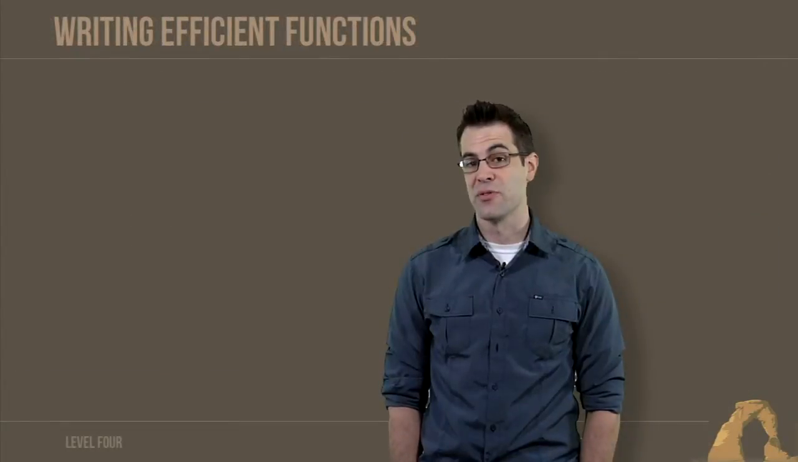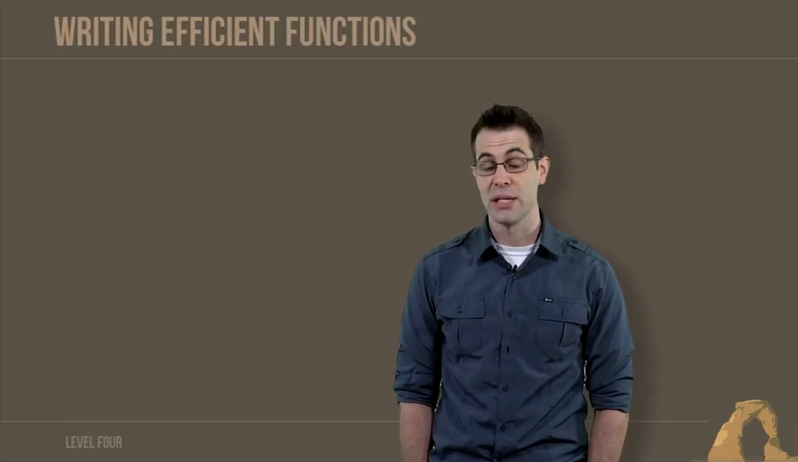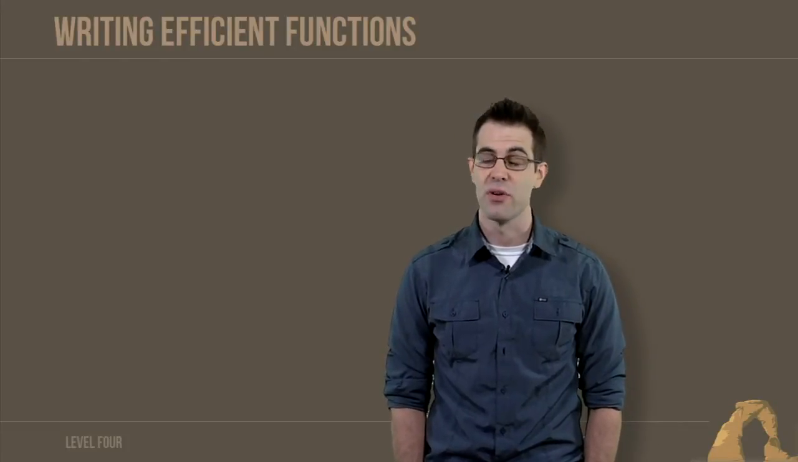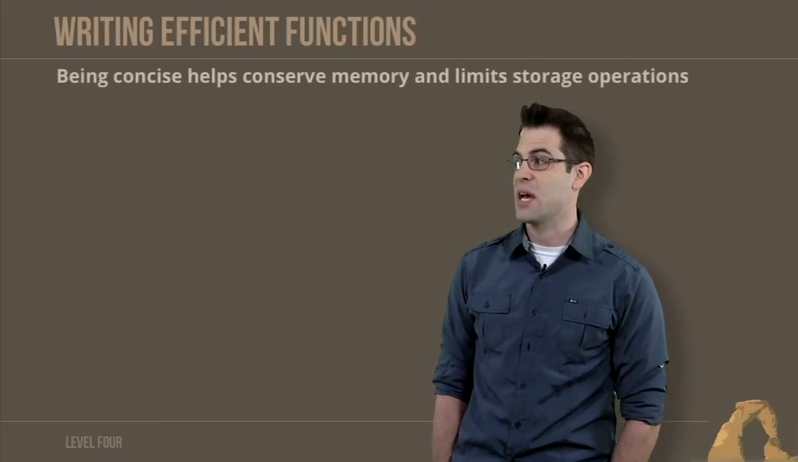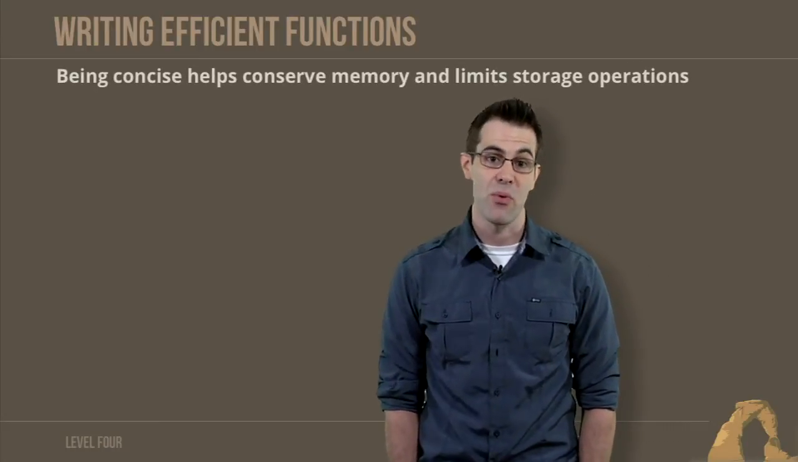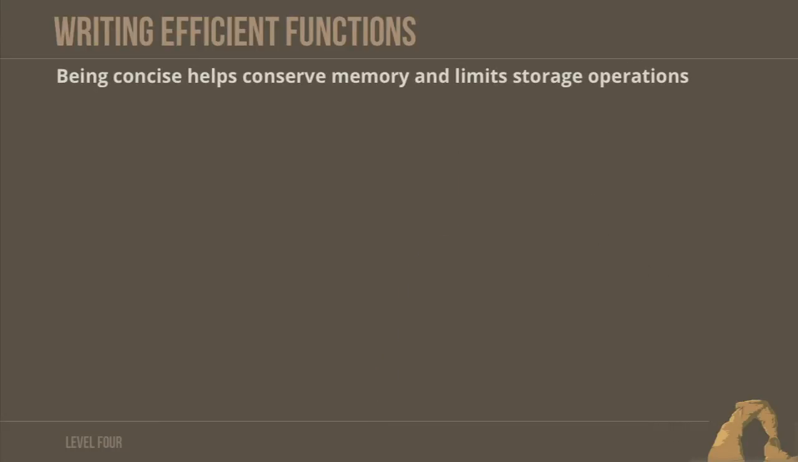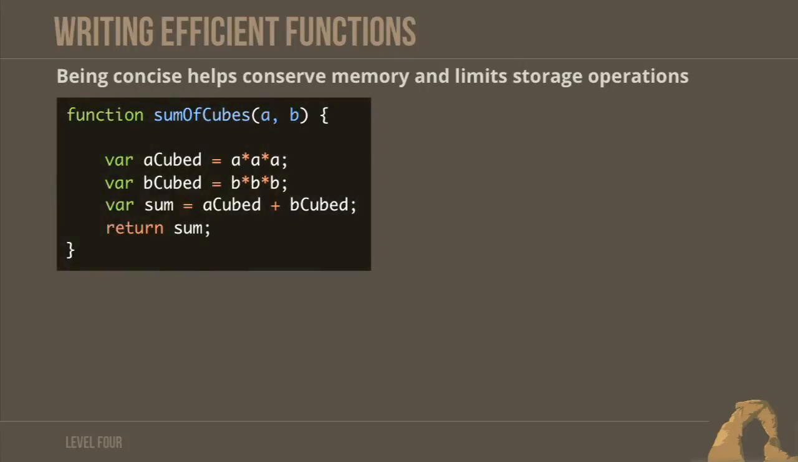Now that we know how to build a function, let's see if we can also put in a little bit of efficiency into our functions. Because being concise helps us with memory and storage operations. Our function works great, but we've made 3 unnecessary variables that all have to be allocated in memory. Let's see if there's a way to get rid of those.